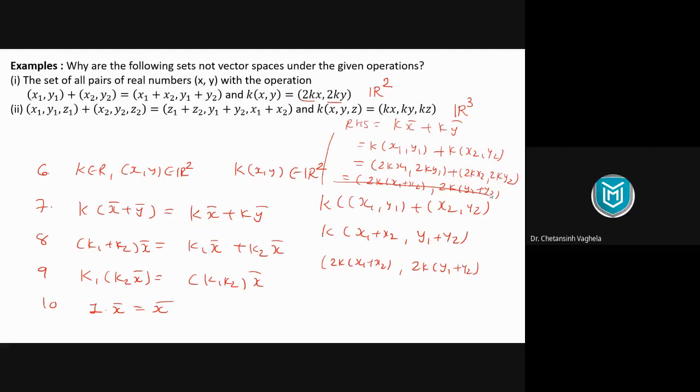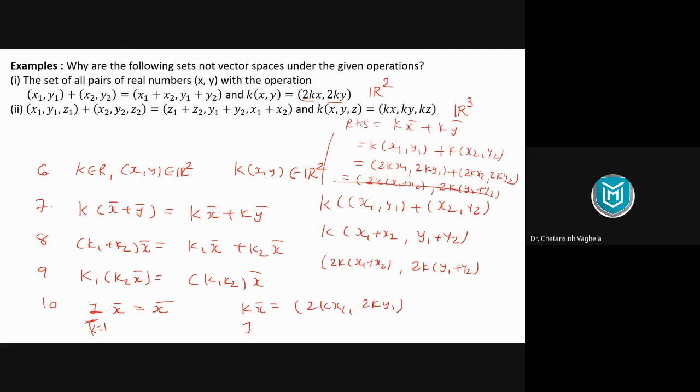So is there any other candidate who can win the election for us? You see, which is the smallest condition here? The smallest condition. 10th. Now think about that part. What is that condition? 1 into x bar should be x bar. So 1 is actually your k value here. You're taking k equal to 1 here, right? So k times x bar is what? It is 2kx1 and 2ky1.